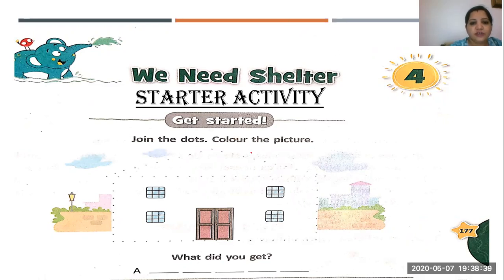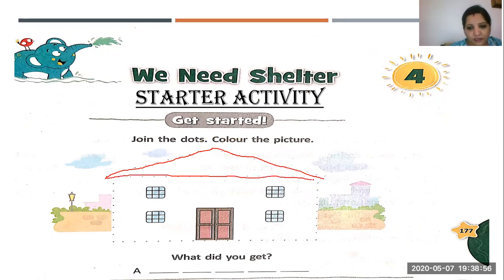So in this picture, you can see there are many dots. I want all of you to join the dots with the help of a pencil and a scale and then color this picture. Once you finish joining these dots, you will get the image properly and you will tell me what image it is, and you have to make a note of this in your textbook. I hope all of you understood.